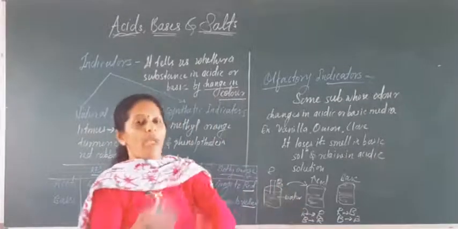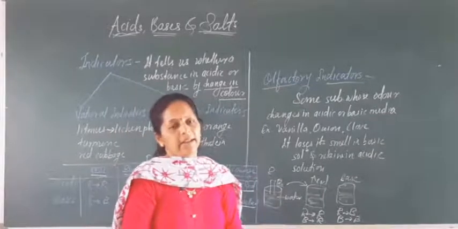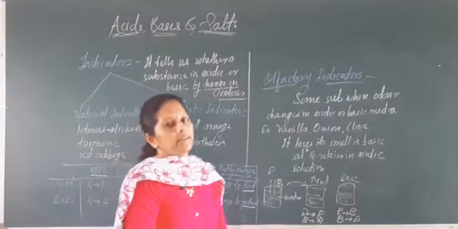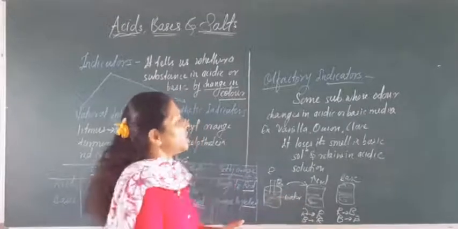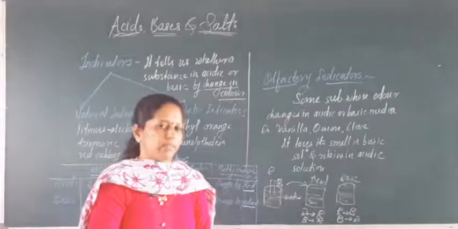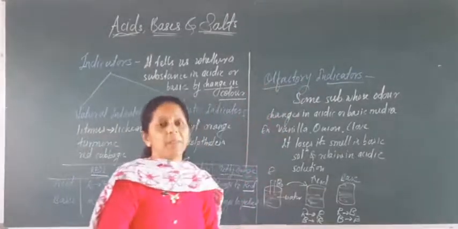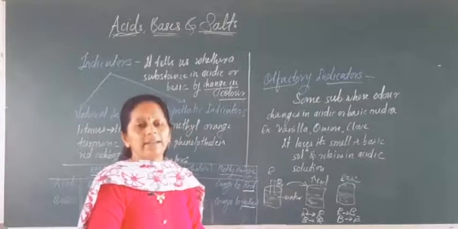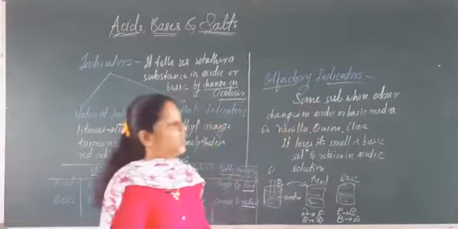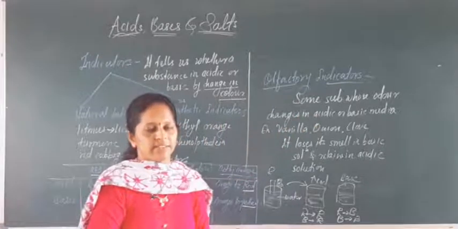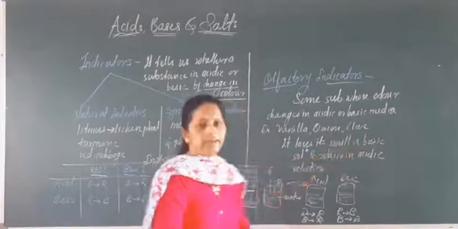The smell of that substance vanishes when we add it to an acidic or basic solution, and a change in the odor of that substance takes place. Those substances are called olfactory indicators, where there is a change in the odor of the substance. Examples are vanilla, onion and clove.